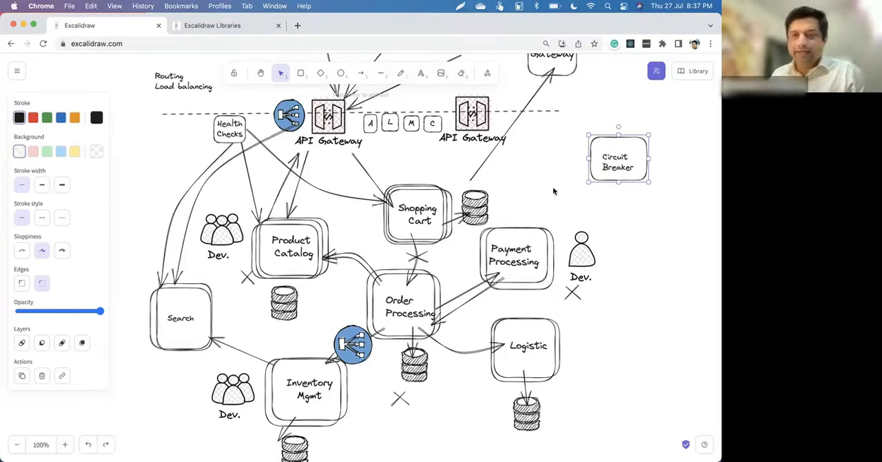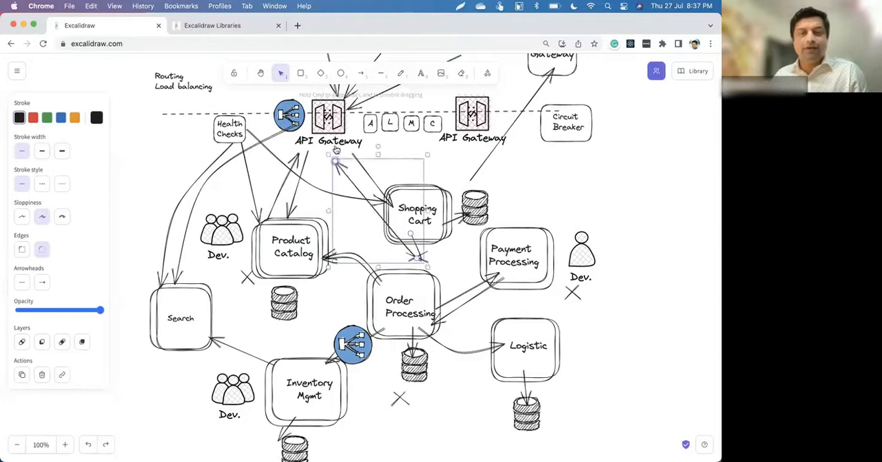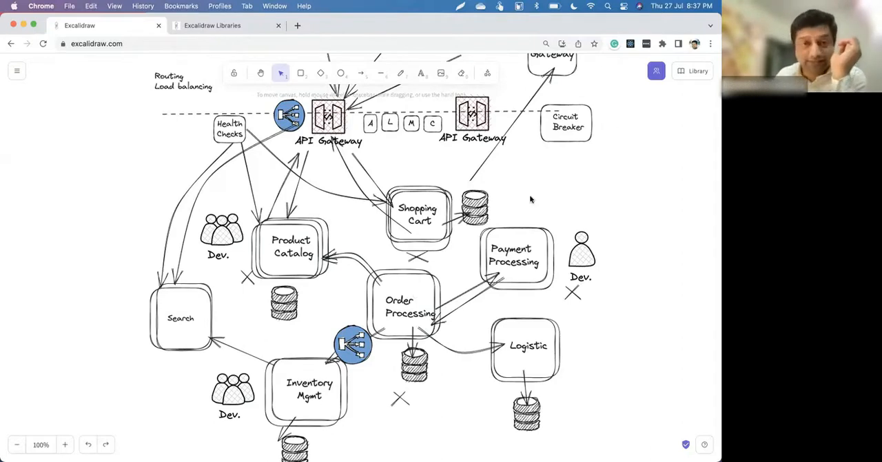Circuit breaker is a code. Again, this could be implemented via API gateway, right? This is a feature of API gateway. What it can do is disallow all the calls, basically all the calls from shopping cart to order processing, which are also happening via API gateway. So you will have the capability to implement circuit breaker also in API gateway, right? So health check is one thing, load balancing is another pattern, and circuit breaker is another pattern. Clear?